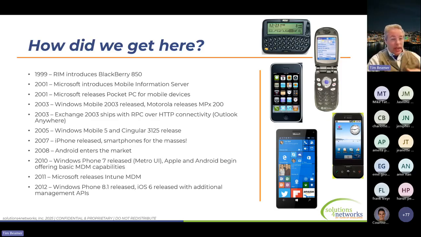In 2001, Microsoft came out with something called Pocket PC, and they also came out with something called Mobile Information Server. Mobile Information Server basically, from a functional perspective, did part of what the BlackBerry Enterprise platform did in the fact that it provided that middle piece to get from an Exchange server to a mobile device.